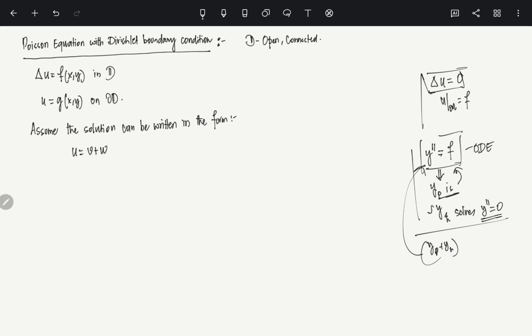Exactly that same sort of thing we want to do. So what do I do here?